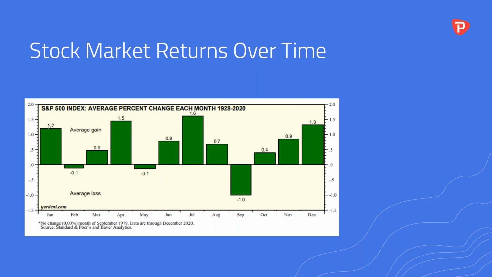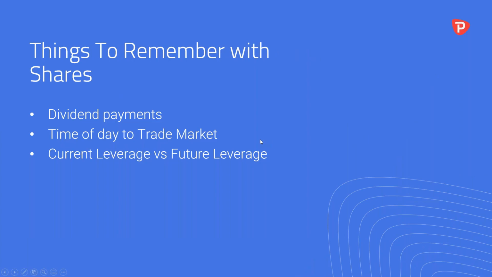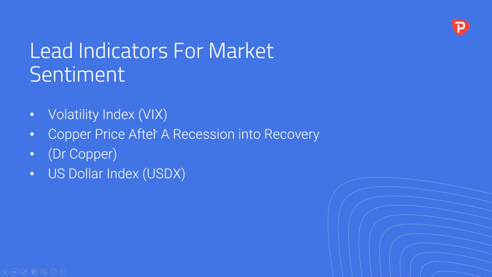And we're following a very similar track. In fact, if you take the movement from the GFC, the recovery from the global financial crisis, and overlay that with the recovery currently going on, what you'll notice is that they're very similar. In fact, they're eerily similar. Even the percentage gains after are eerily similar. Super surprising stuff, but a very similar kind of track plan, and that's something that we do pay attention to. You also want to know about dividend payments, times of day to trade the market, and current leverage versus future leverage in the markets right now, and then some lead indicators that we've spoken about.